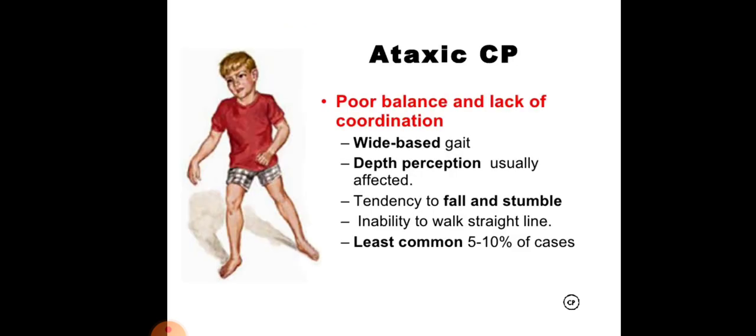Then this is ataxic cerebral palsy. In this, there is poor balance and lack of coordination in the limbs. There is wide based gait. Depth perception is usually affected. There is tendency to fall and stumble, and inability to walk in a straight line. It is the least common, occurring in only 5 to 10% of cases.